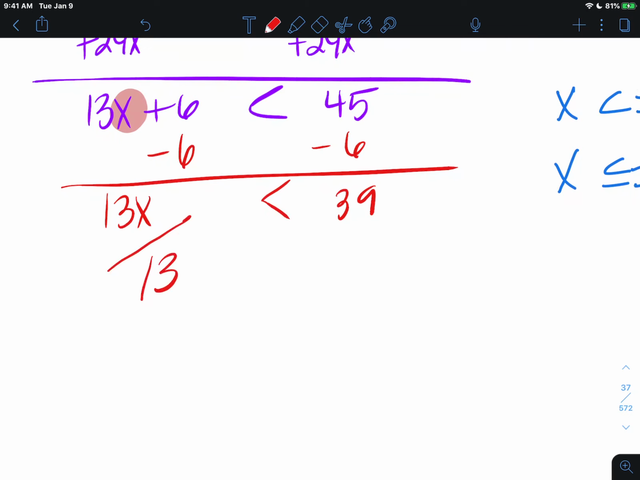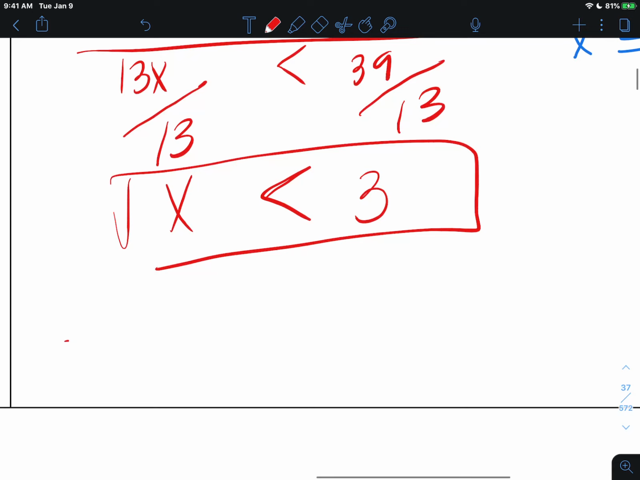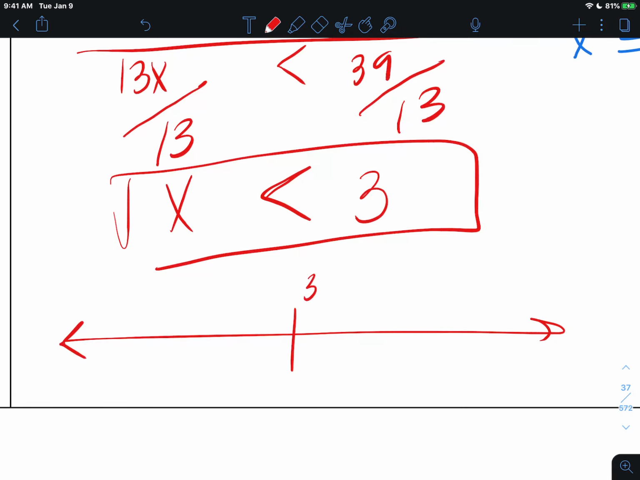Lastly, great divide. Let's divide by 13, which is usually super ugly. But 13 times 3 is 39. So x is smaller than 3. I asked myself, did I multiply or divide by a negative number on both sides of the equation? Nope. So my symbol stays the same. Here's my answer. If I wanted to just go ahead and put that on a line, just to make sure I understood the concept, that would be 3. And I would say x is smaller than. So it would look like that.